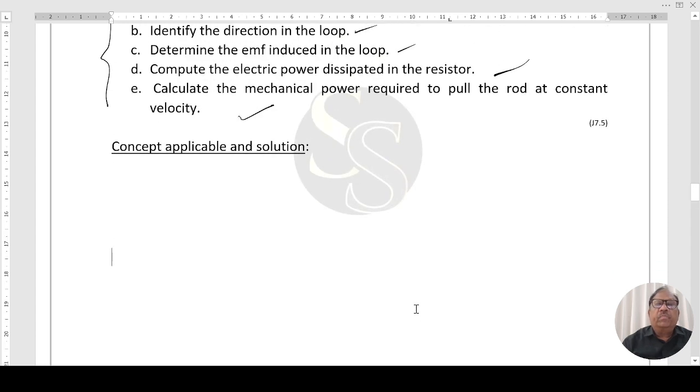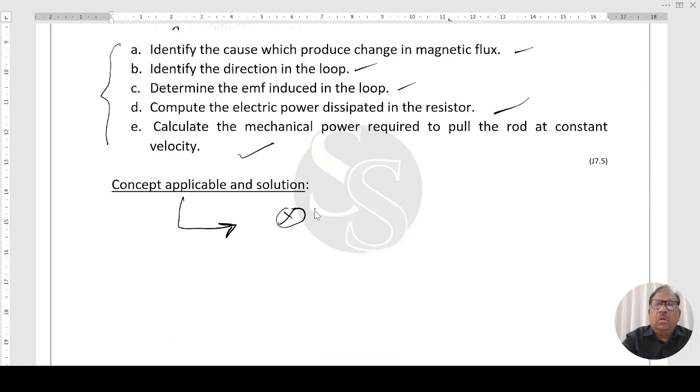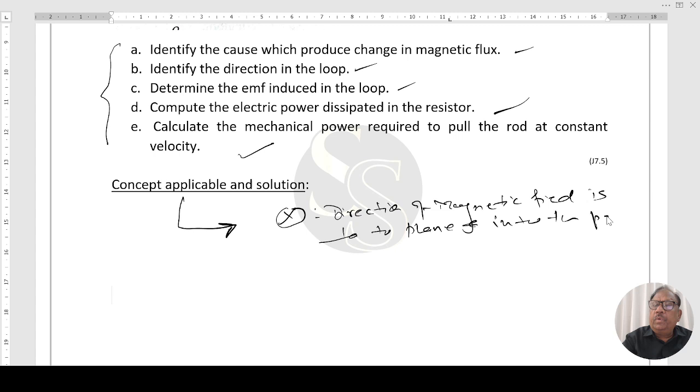Concept, applicable and solution. In this case, it is given to you that the cross means the direction of the magnetic field is perpendicular to the plane and into the page, and the dot means towards the reader. These are the two important signs.